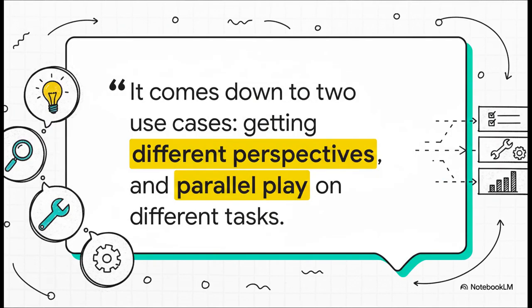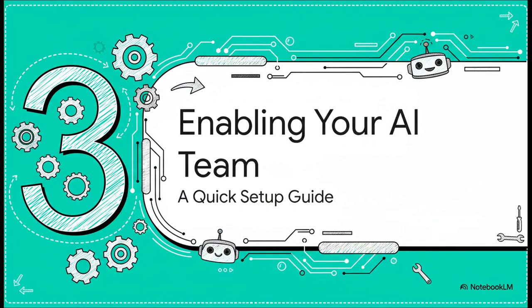Yashika Jain really boils it down to 2 simple ideas. Use agent teams when you need different perspectives on one problem, or when you have a bunch of different tasks you can do at the same time. That's it. It's a really elegant way to think about it. All right, enough theory. Let's get our hands dirty. In this next part, I'm going to walk you through how to actually turn this feature on. And honestly, it's way easier than you might think.